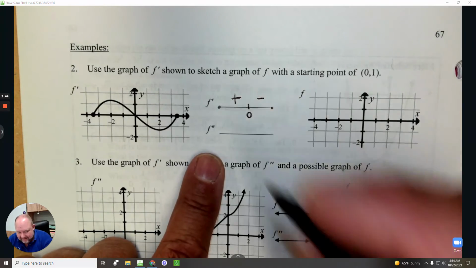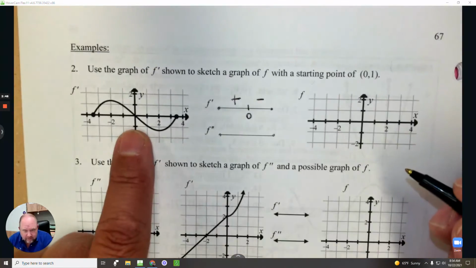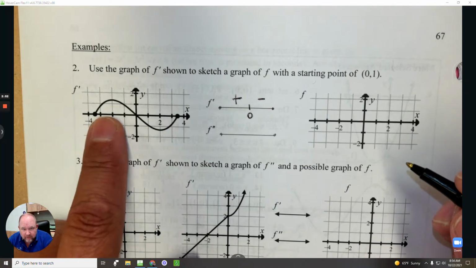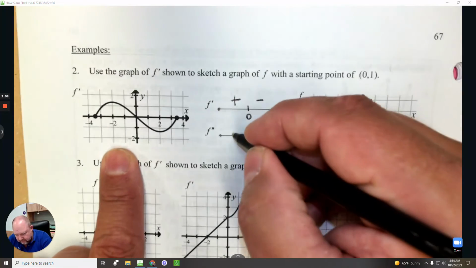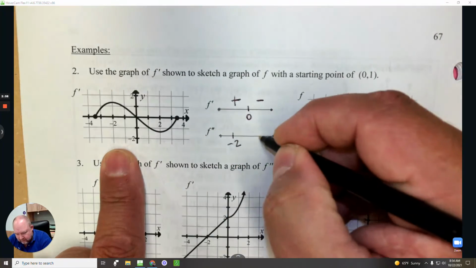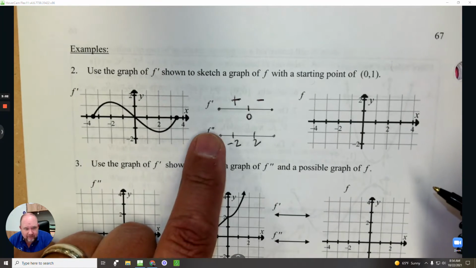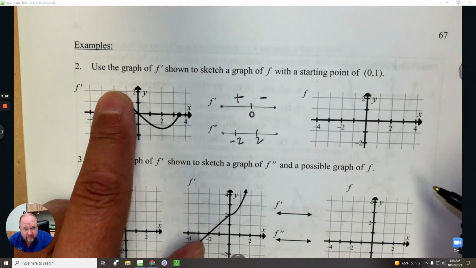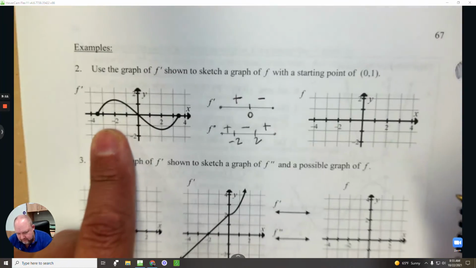When I look at the second derivative, I'm looking for turning points on the derivative. So for the second derivative, where are the turning points for the first derivative? Where is the slope 0 for the tangent? So at -2 and +2. And then for the second derivative, from the first derivative, increasing and decreasing. So it increases, then decreases, then increases.